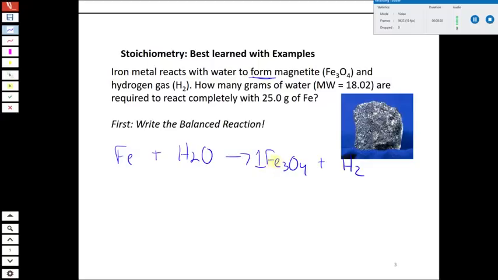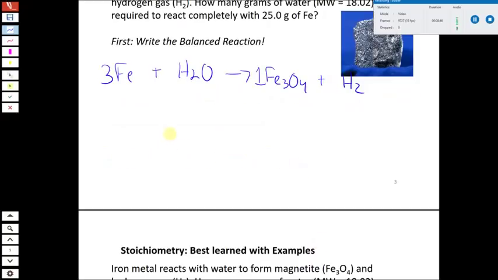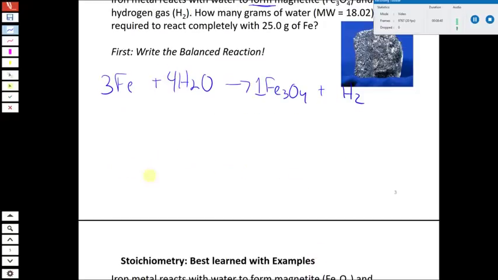We have 3 irons on this, Fe3, so we need to put a coefficient of 3 there to make sure we have 3 irons on each side. The next one, we can do either hydrogen or oxygen, I suppose. But let's do oxygen first because we have 4 oxygens here. That means we need to have 4 waters to make sure we have 4 oxygens on both sides.